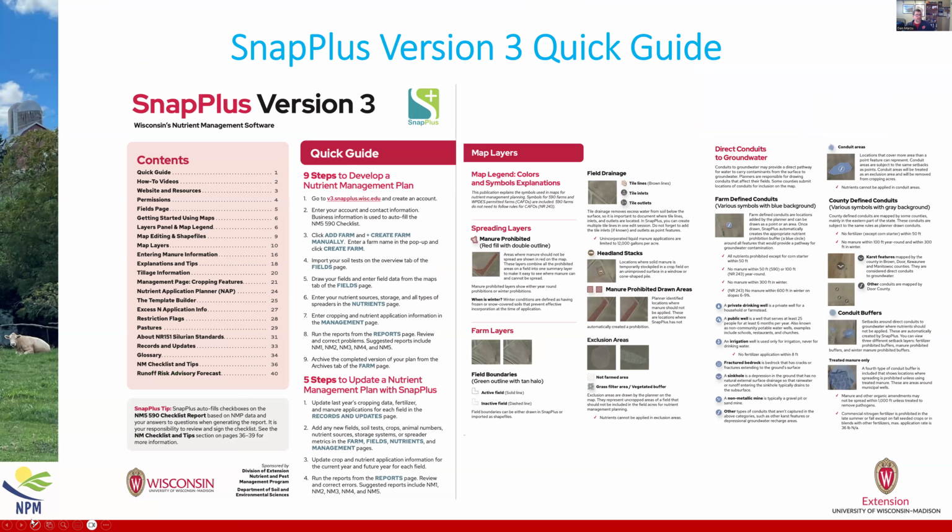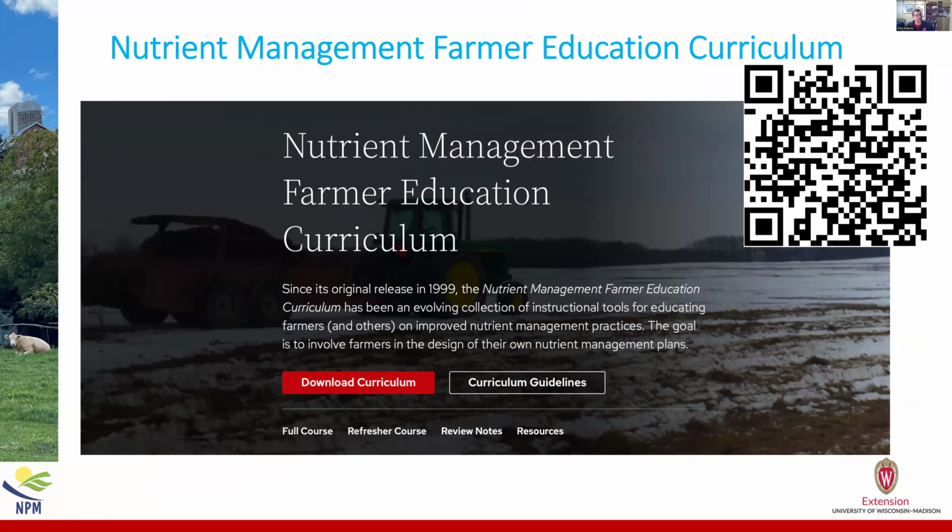We did revise the version 3, the Snap Plus Quick Guide to include all the new information from version 3, including the new map layers and all the processes that it takes to create a nutrient management plan in version 3. We have the Nutrient Management Farmer Education curriculum available, so feel free to scan that QR code and you're able to download all the slides to put on a Nutrient Management Farmer Education workshop for your county or area.